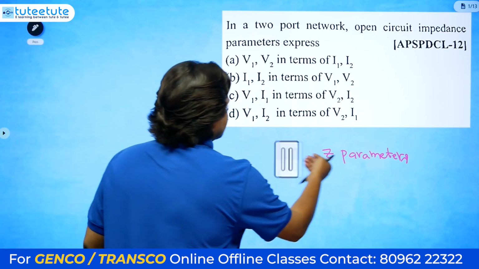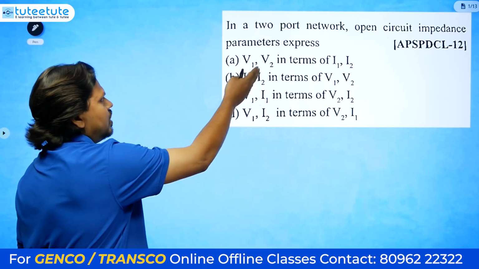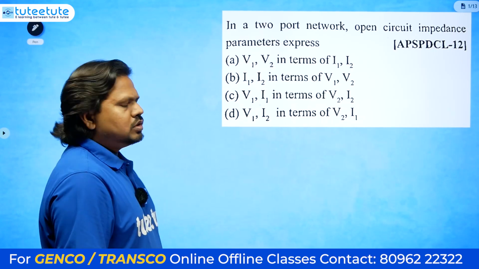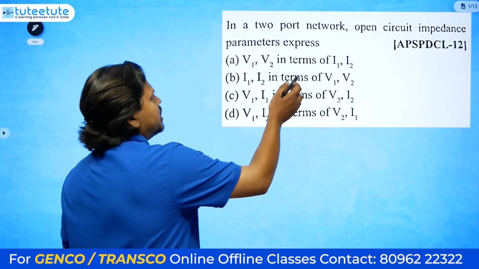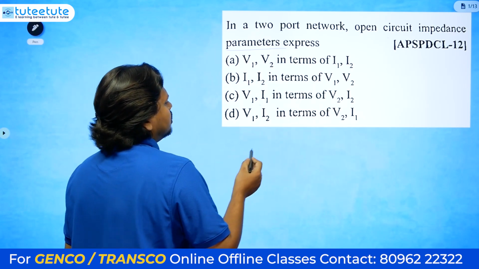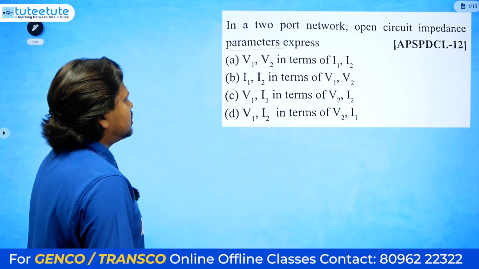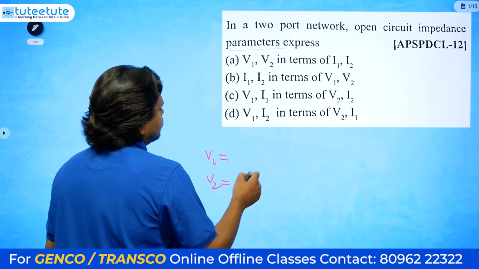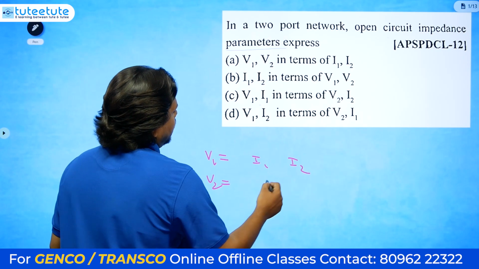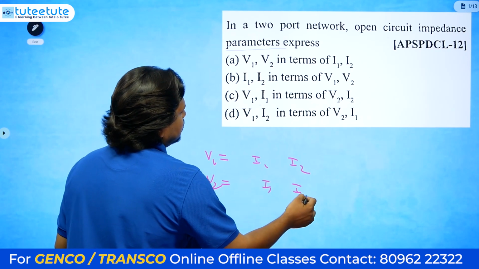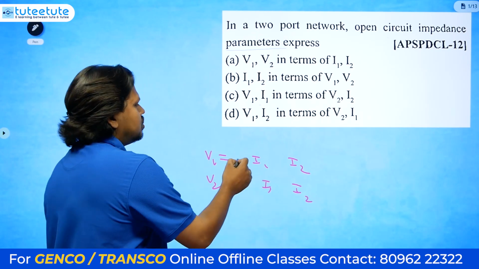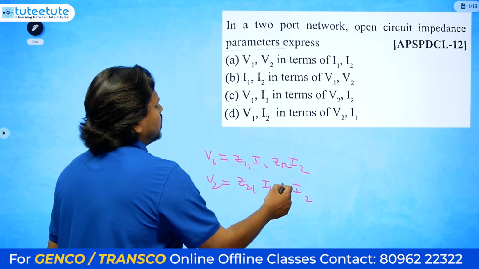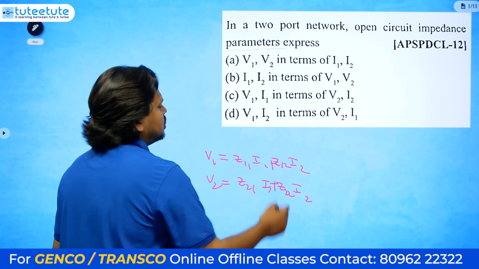Okay, so they are asking about the equations. V1, V2 in terms of I1 and I2, or I1 and I2 in terms of V1 and V2. If anybody wants to know the answer, they are asking about impedance parameters. To get the impedance parameters, what do we need to give? V1 equals, V2 equals, in terms of I1, I2. So these are the two equations. Here it will be Z11, here Z12, here Z21 and here Z22, with a plus here.